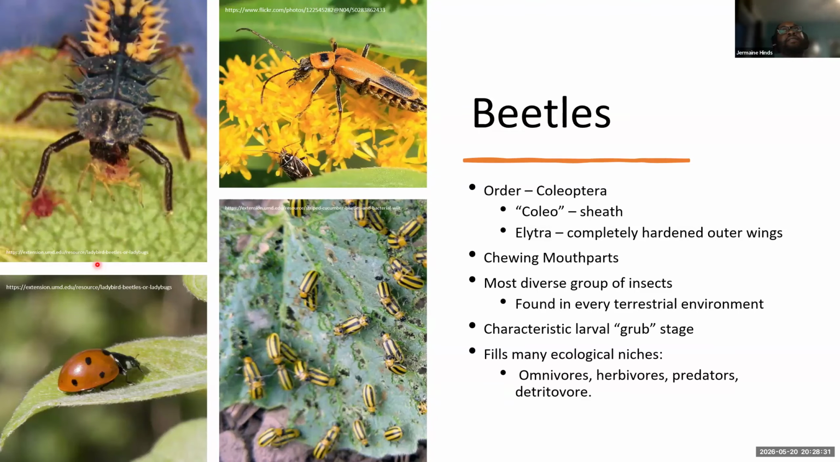So beetles include pests. They also include predators, and they also include pollinators, right? And so down here we have these cucumber beetles, striped cucumber beetles, right? And so major pests on any cucurbit. They spread disease. They can be important pests. They can girdle young plants and kill them off. So many different groups are included in the beetles. This is one of the most diverse groups of insects. So they fill many ecological niches. Your omnivores, herbivores, predators, and detritivores. And they have a characteristic grub-like stage like this.